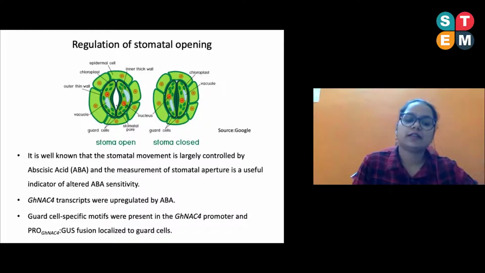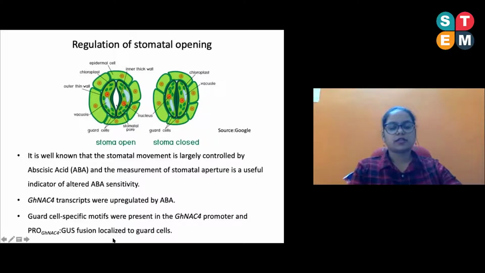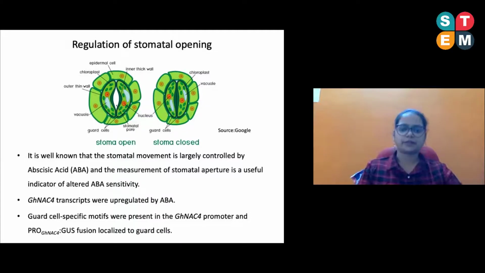As we've seen earlier, GH-NAC4 transcripts were upregulated by ABA. And when we characterized the promoter, we had seen that guard cell specific motifs are present in the promoter region, and also the promoter was localized to guard cells. Now, this prompted us to study the stomatal behavior under ABA treatment.